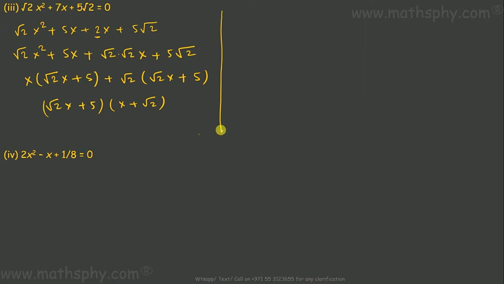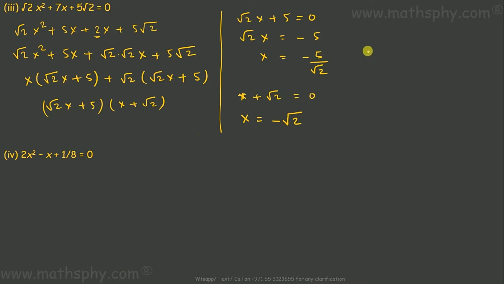So roots would be root 2x plus 5 equals 0. So root 2x is equal to negative 5. x would be negative 5 over root 2. And this is x plus root 2 equal to 0. So x would be negative root 2. So zeros are negative 5 over root 2 and negative root 2. These are the zeros for this quadratic equation. Let's move into this one.